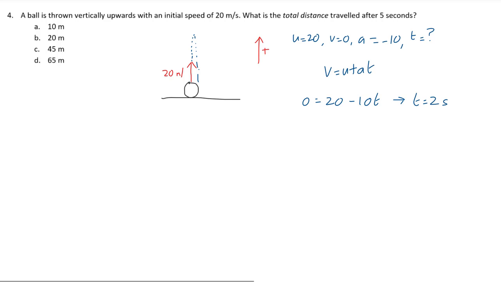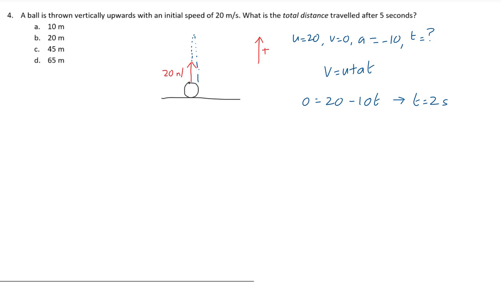Therefore, as we are asked for the total distance after 5 seconds, the total displacement is not equal to the total distance. How are we going to deal with this? The only thing we can do is split this question into 2 parts. First, we will calculate the ball's displacement from the ground to its maximum height, in other words, the displacement in the first 2 seconds. And then we will calculate the displacement of the ball in the last 3 seconds, when the ball is falling back down.